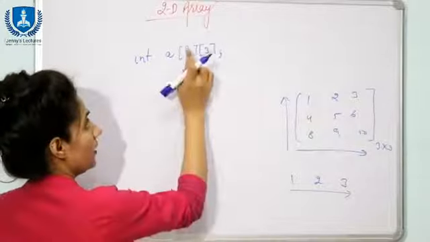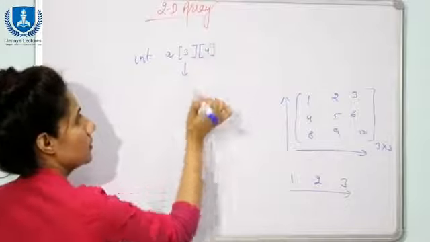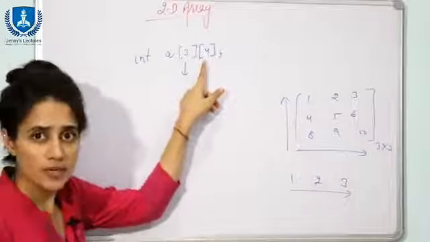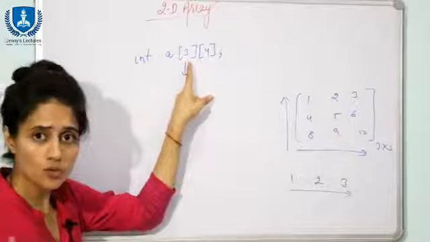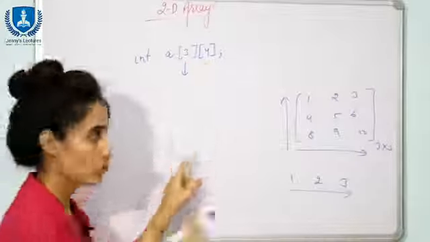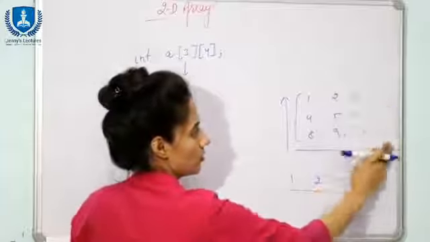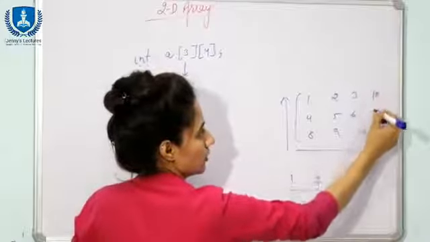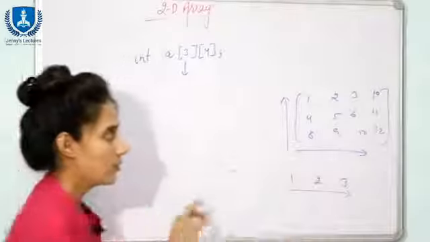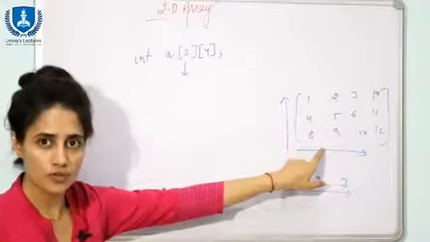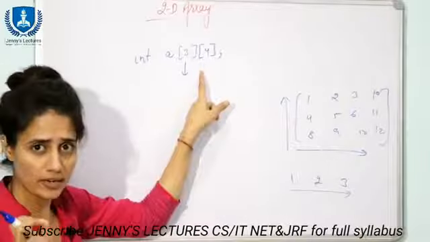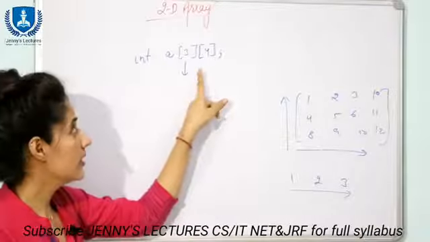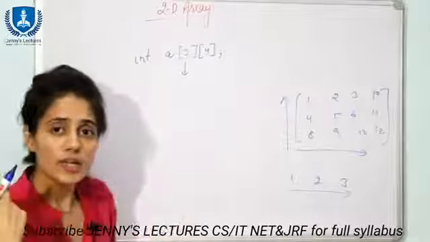And suppose if you write here 3 and 4, it means this matrix is having how many rows? 3 rows but 4 columns. One column is also there. This is what? 3 into 4 matrix. This is how we are going to declare this matrix in a 2D array form. So you can say this is declaration of a 2D array.